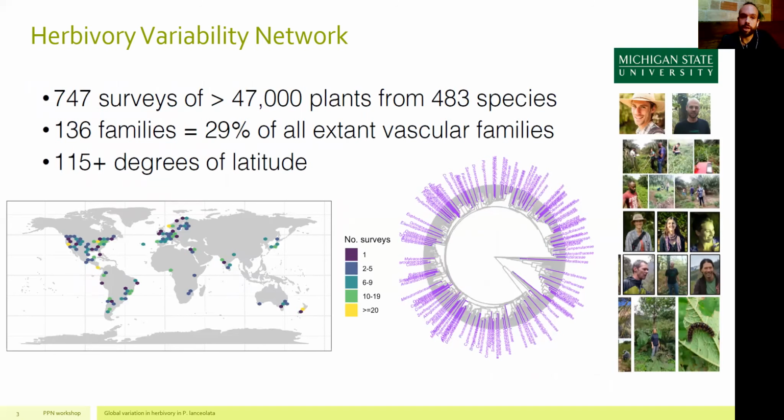So the main interest of the Herbivory Variability Network is to check how herbivory is distributed along the global distribution of the variability in herbivory. There is already a network of 200 collaborators from more than 30 countries. As you see, they have gathered more than 700 surveys from different plant species. They want to check the herbivory distribution across the globe and across the plant tree of life. I will present Will Wetzel, who is the main coordinator of this project.